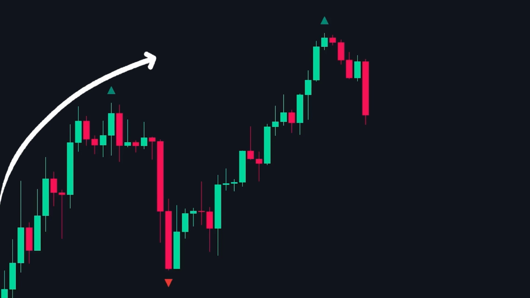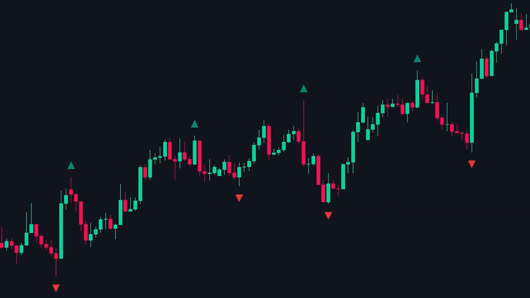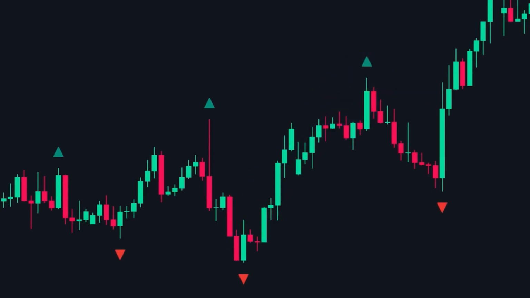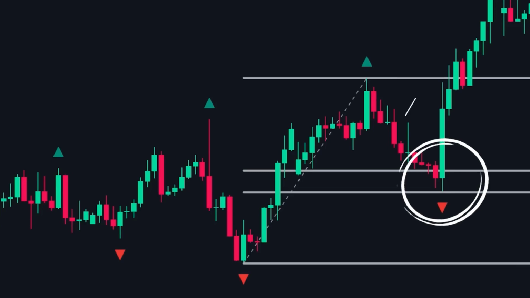Let us now apply what we have learned. We start by looking for a moving market and then use the Fibonacci retracement tool on an impulsive move. Here's an example of an uptrend. We see that the price was rising with higher highs and higher lows. We identify an impulsive up move that begins with a down fractal and ends with an up fractal. Drawing the Fibonacci retracement from the beginning to the end of this move reveals that the price pulls back to the golden zone before reversing upward.